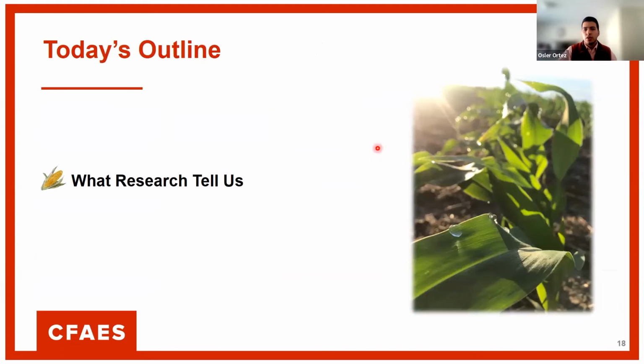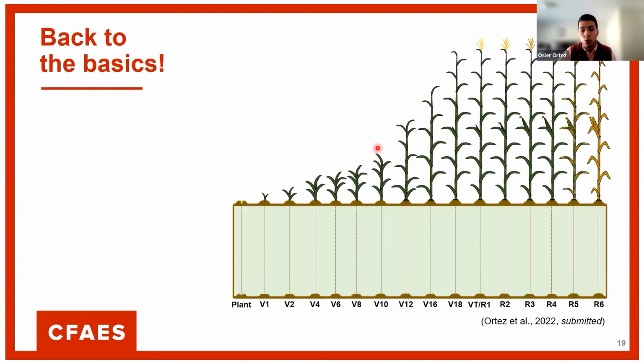So now we are down to what research tells us, that is, what information is out there that can help us to better understand our agronomic management in corn. And before jumping into some specifics of corn management, I think it's important to highlight this. Often we need to come back to the basics. We need to better understand what happens from planting all the way to full maturity in corn, not only above ground, but also below ground and even internally within the plant physiology.